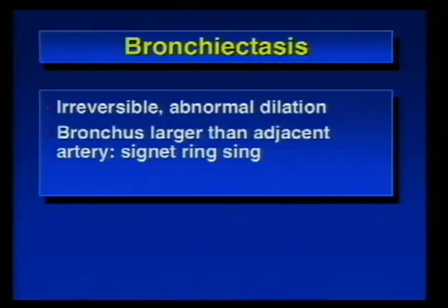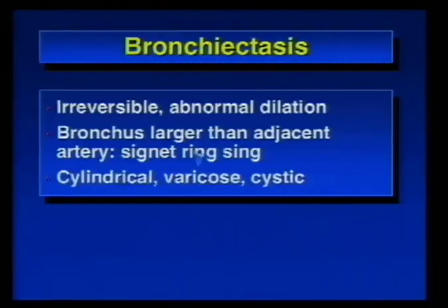However, in patients who are over the age of approximately 55, the bronchus does tend to dilate even under normal conditions. So if it's just slightly bigger than the adjacent artery in an older individual, then we don't call it bronchiectasis. And the bronchus larger than the adjacent artery is known as the signet ring sign. So there are different types of bronchiectasis: cylindrical, varicose, cystic. Cystic bronchiectasis is most commonly associated with cystic fibrosis.